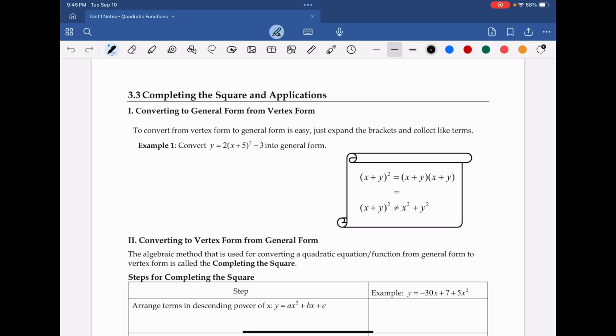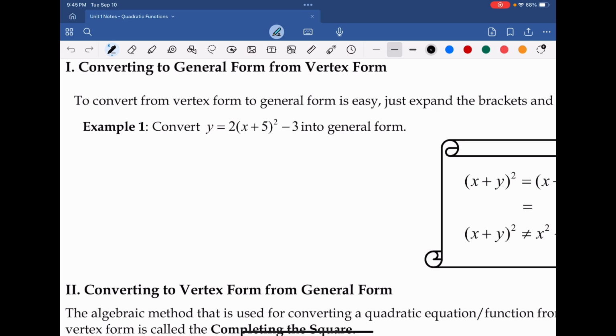Now, in example one here, we're going to take something in vertex form, and we probably recognize it as y equals a(x minus p) squared plus q on the outside. This is the specific function they've given us in this case. So in order to convert this into general form, we're just simply going to expand it. So when we expand this, here's what we're going to do.